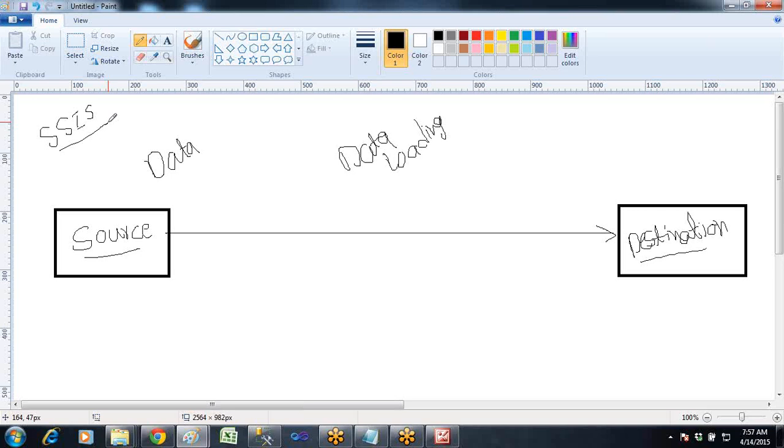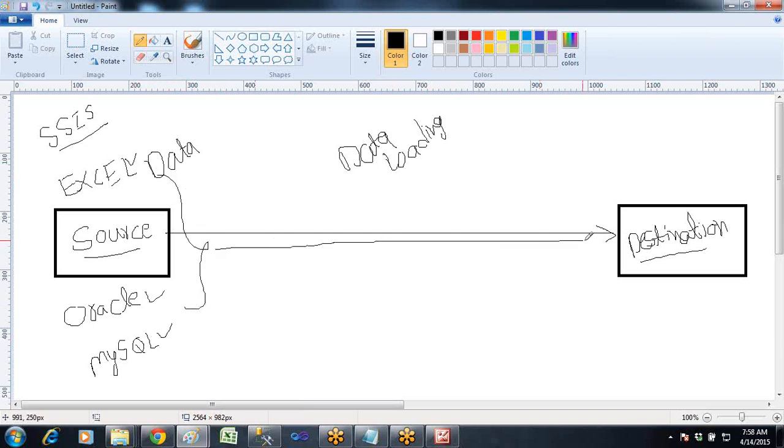Various sources in the sense, as per my example from today's session, I have a business with 3 branches. In one branch I have used the data in Excel, in another branch I have used Oracle, and in another branch I have used MySQL. So how many different technologies are there? 3 different technologies. The particular technology SSIS is capable of collecting the data from Excel, Oracle and MySQL at a time. After collecting the data, it will move the data to the destination. That is one of the greatest advantages we have with SSIS.